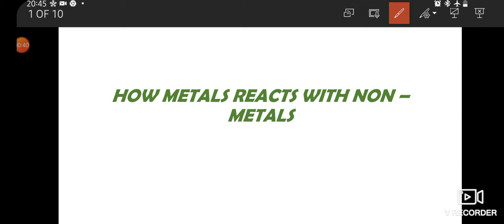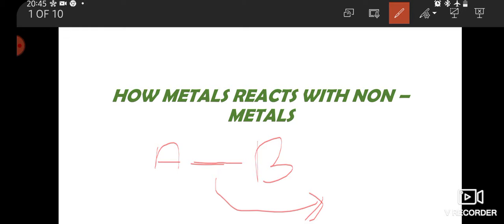How metals react with non-metals. Suppose A is an element and B is an element. These elements are separate, and here we draw a line between both elements. So this is an attachment, and in chemistry that is known as a bond.